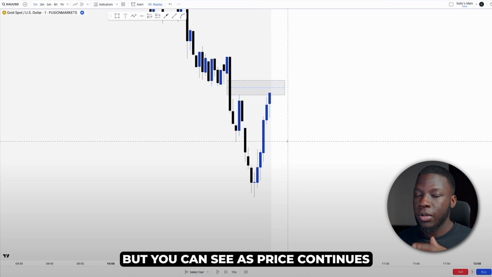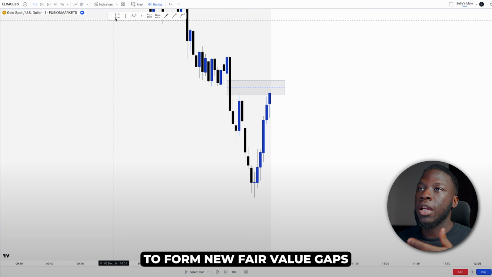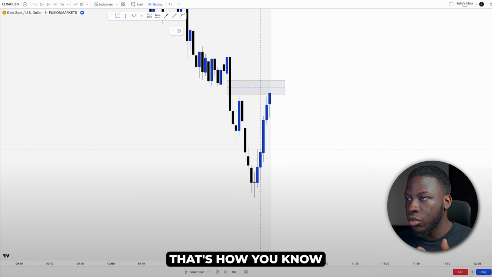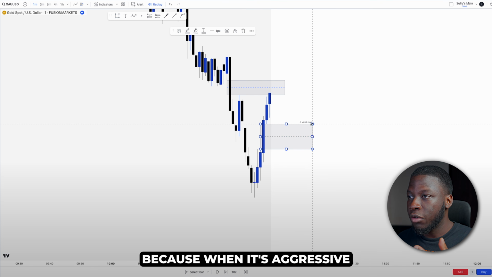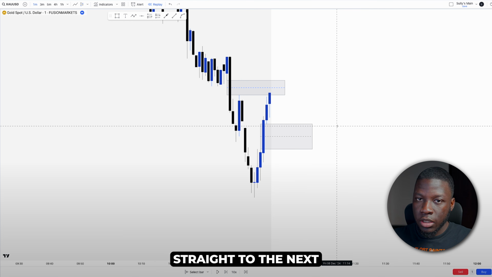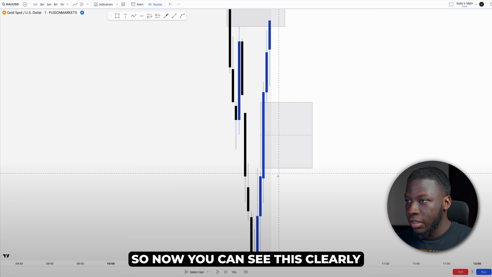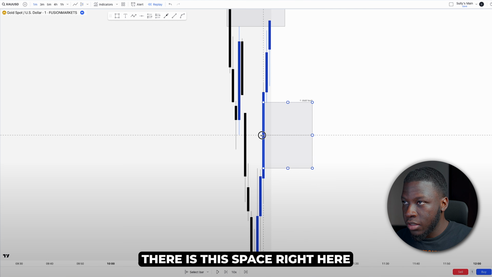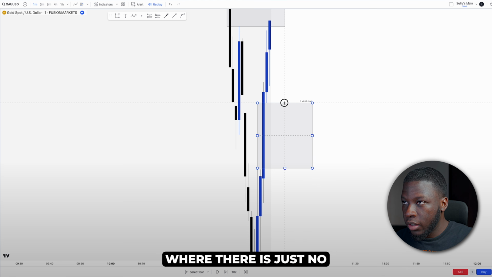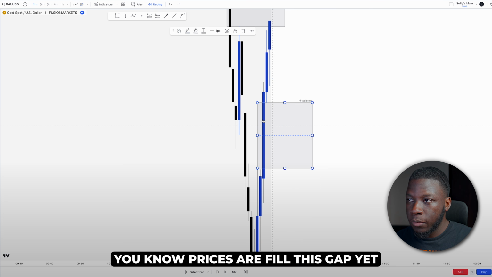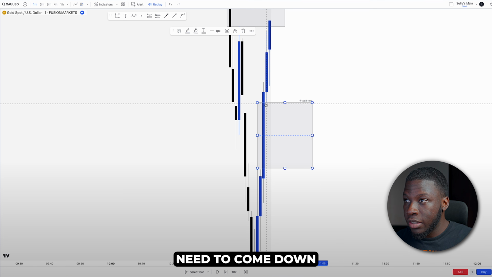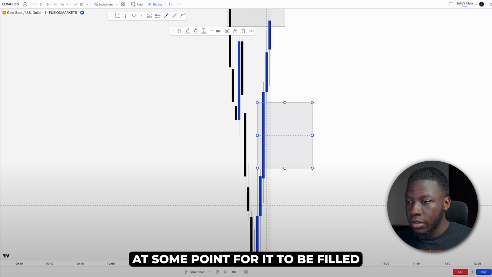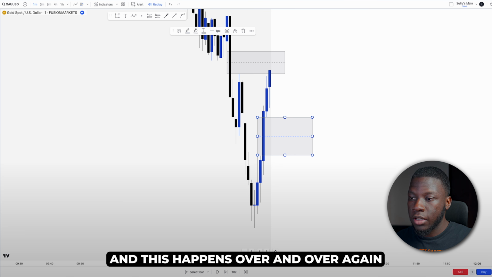But you can see as price continues to form, new fair value gaps just continue to form over and over. That's how you know when there is an aggressive move, because when it's aggressive, it just goes from one price straight to the next. Now you can see this clearly. Look at this. The previous wick is here. The next wick is all the way up here. So right now there is this space right here where price hasn't filled this gap yet. Price will need to come down and fill this gap at some point. And this happens over and over again, especially on the 1 minute.